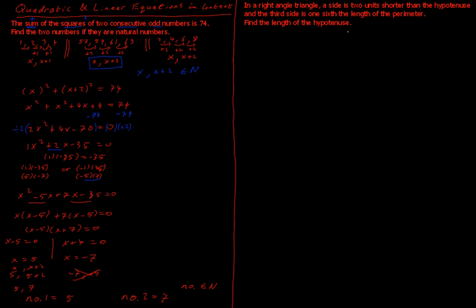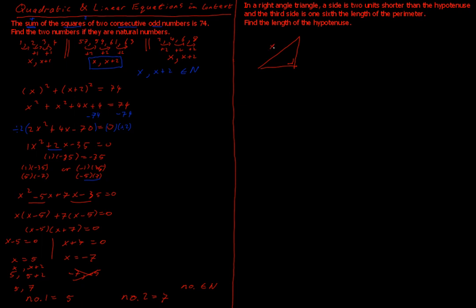There's a lot of words going on here. So what I'm going to do is try and anchor this for myself by drawing the thing that I'm very clear is in the question. There's a right angle triangle. So let's draw that. I've got a right angle triangle. You can see there's nothing fancy about this drawing. A right angle triangle. And I'm told a side is 2 units shorter than the hypotenuse.